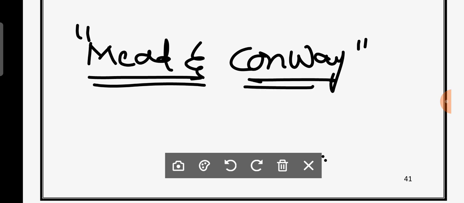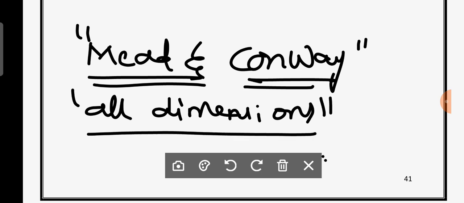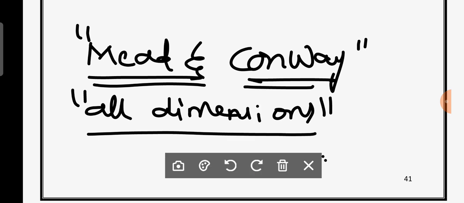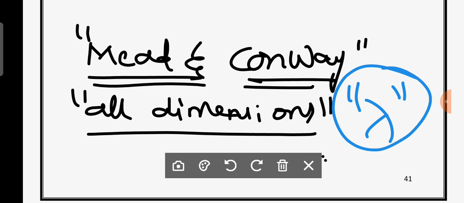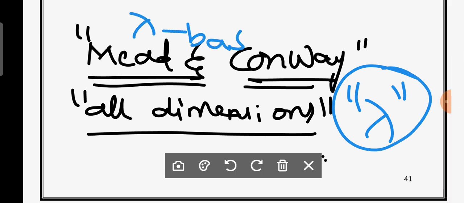All the dimensions in the lambda based design rules are measured with the basic unit which is known as lambda. Is it clear? Once again I'm telling that all the dimensions are going to be measured with the basic unit which is known as lambda. Therefore, this is also known as lambda based design rules. I hope you are clear.